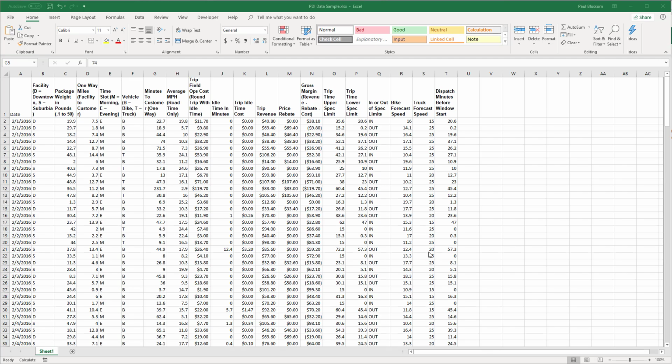Now, the way to solve this problem is to create a new column, and I'm going to put it in column U. And what I'm going to do is call it normalized. Normalized, not moralized. Excuse me, normalized data, or normalized minutes to customer. So let me finish that up here.